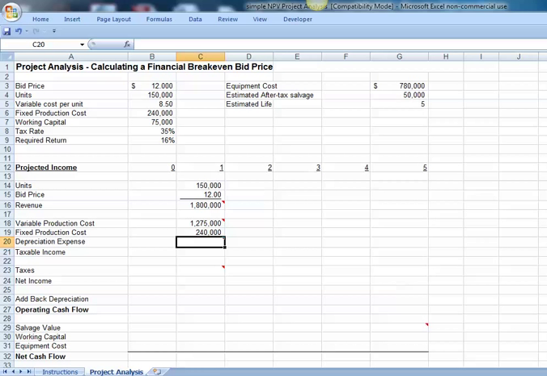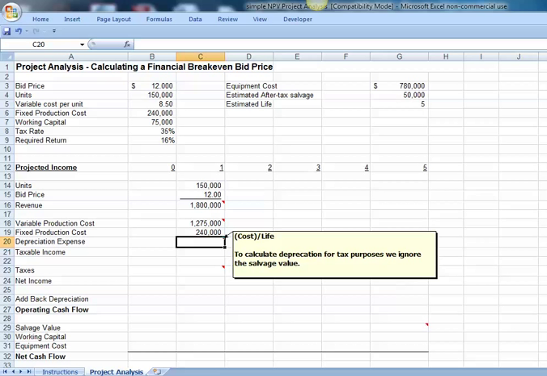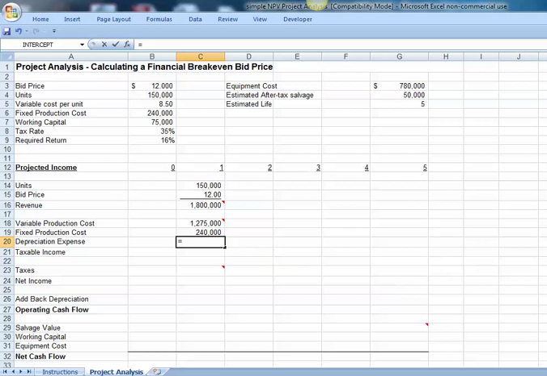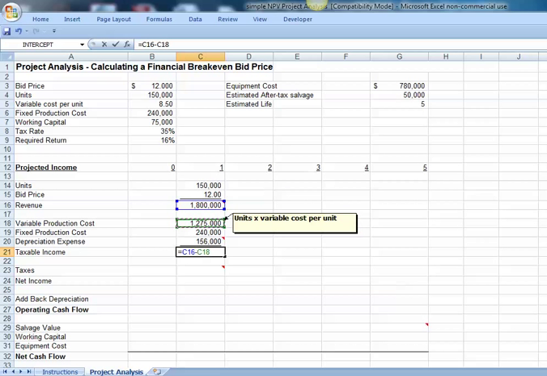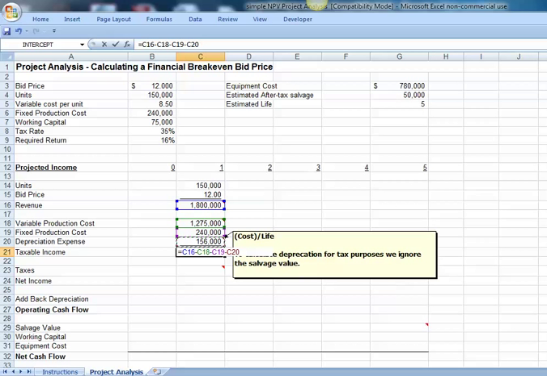Our depreciation expense is going to be equal to our asset's cost, the equipment cost of 780,000, spread over its 5-year life. So we're going to take our 780. Again, we want that to be an absolute cell reference, so dollar signs in front of the G and the 3, divided by 5 years. And again, we want an absolute cell reference. So now we've got our depreciation expense, and our taxable income is simply our revenue minus our variable cost minus our fixed production cost minus our depreciation expense.